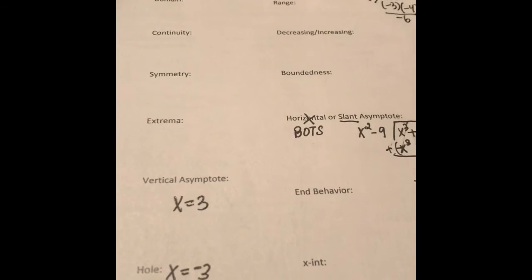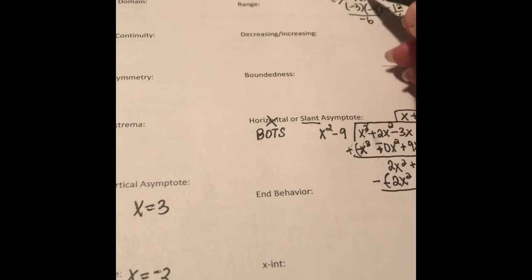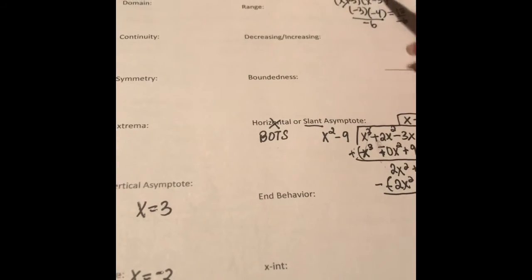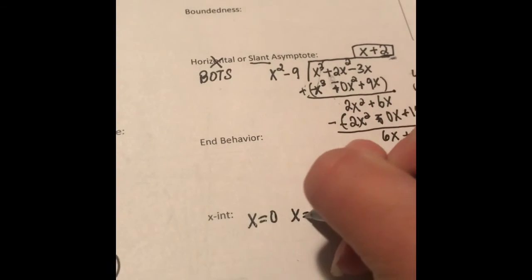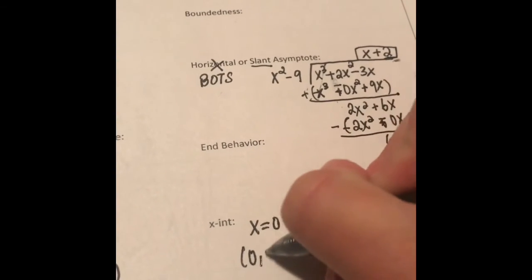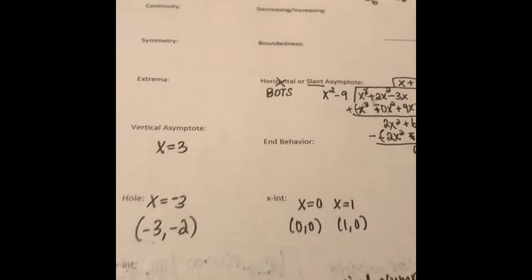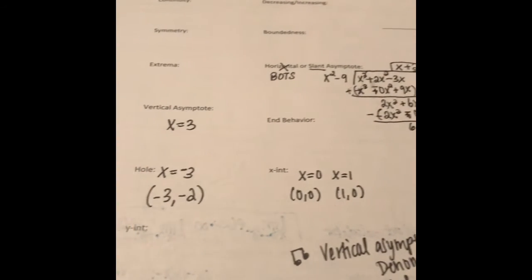And then the x-intercepts, if you guys see x-intercept, that's found in the numerator. It looks like I have two of them. X equals 0 and x equals 1. So we have 0, 0 and 1, 0. I'm going to go ahead and plot these points to figure out what I have so far.